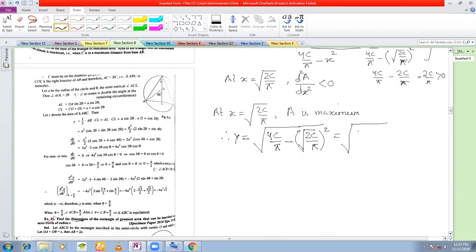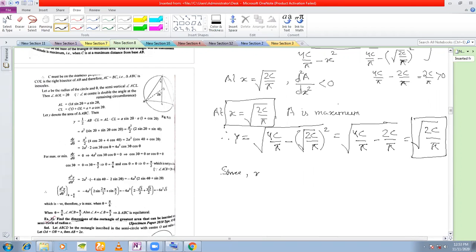So what are you getting? This is root over of 4c by pi minus 2c by pi, which is root over of 2c by pi. You're getting length is equal to root 2c by pi, and you're getting breadth is also equal to root 2c by pi, right? So therefore, since x is equal to y is equal to root 2c by pi, ABCD must be a square. Is this clear or not?